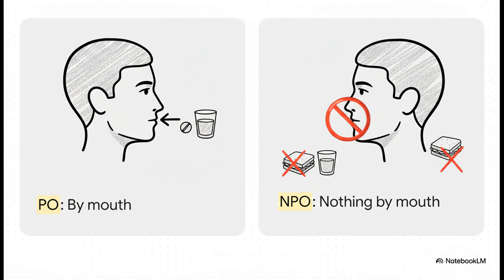Here we've got two complete opposites, and they're both super important. PO is probably the most common one you'll ever see. It just means by mouth. But its counterpart, NPO, means nothing by mouth. You absolutely have to pay attention to NPO. It usually comes before a surgery or some other procedure, and following that instruction is non-negotiable.